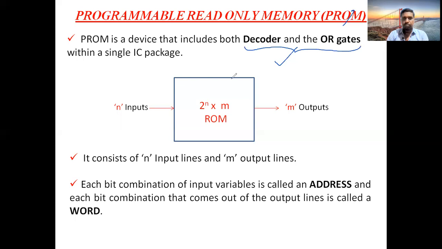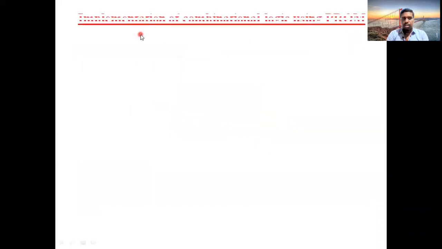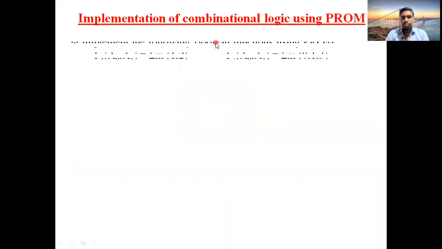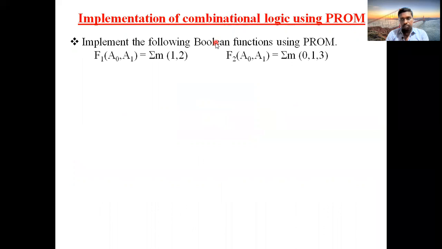Next you will see some examples regarding how to design. So implementation of combinational logic using PROM. How to implement the combinational logics using PROM, that we will see now. Observe the question carefully. Here the question is: implement the following Boolean functions using PROM. They have given the expressions directly, expression 1 as F1 and expression 2 as F2.